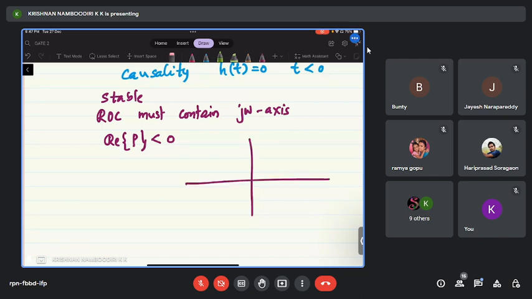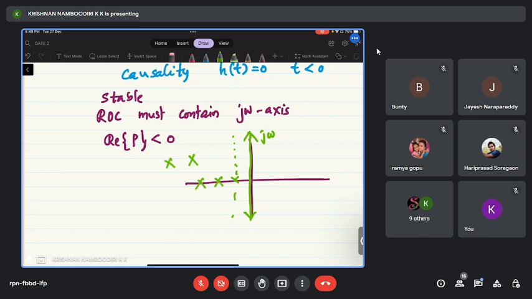So here the ROC must contain this j omega axis. Suppose there is a pole here on the right side, then the ROC will be towards the right of that, correct? Then it will not contain the j omega axis. So in order to have the j omega axis in the ROC, the rightmost pole must be on the left side of the j omega axis, correct?